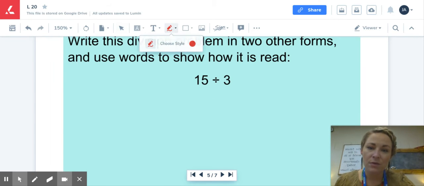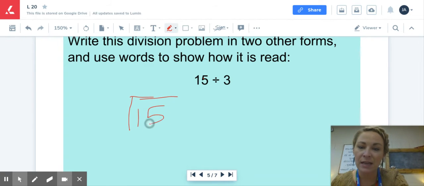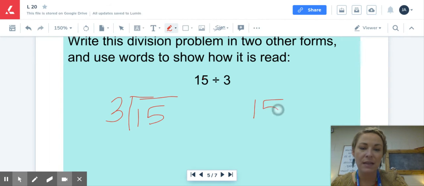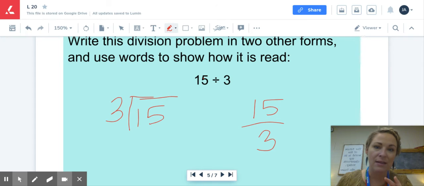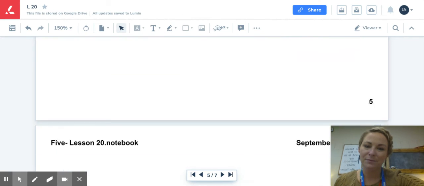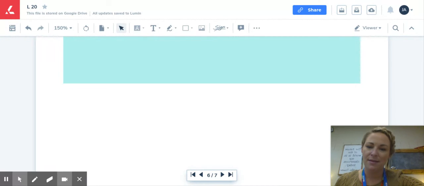So first, I asked you to write this 2 other ways. We have right here 15 divided by 3. Another way to show that. Oh boy. We have 15 divided by 3. And then we also have it 15 divided by 3. I'm not going to write out the words, but you heard me say you would read this as 15 divided by 3. Your quotient in this case, of course, would be 5. Exactly what we just practiced.